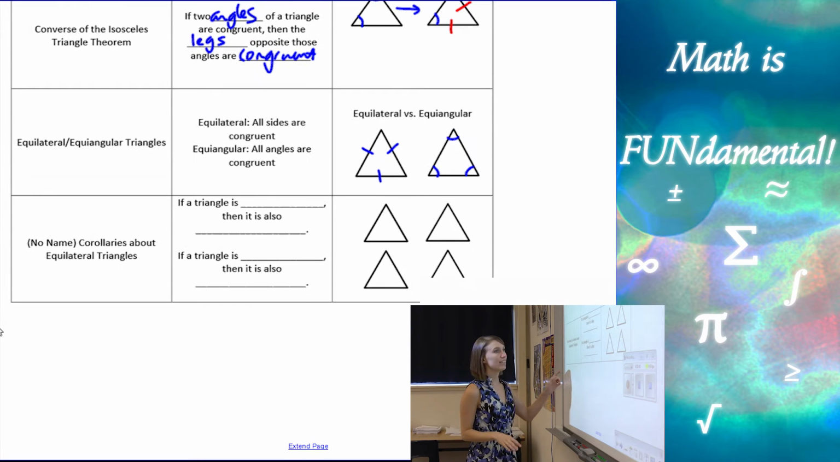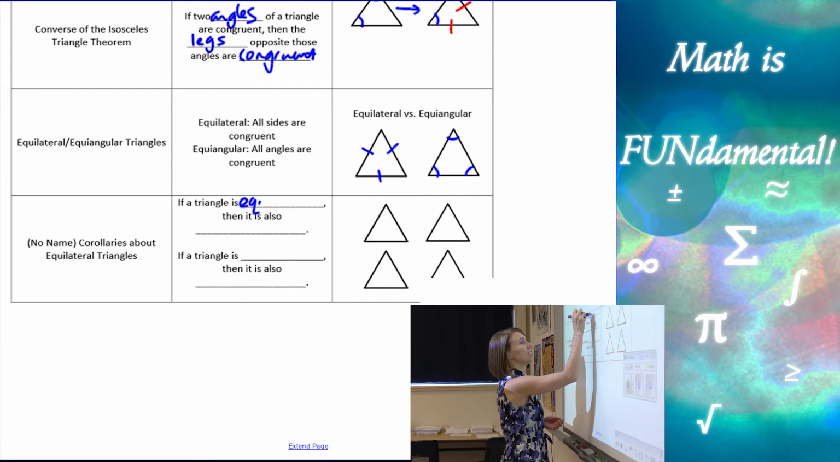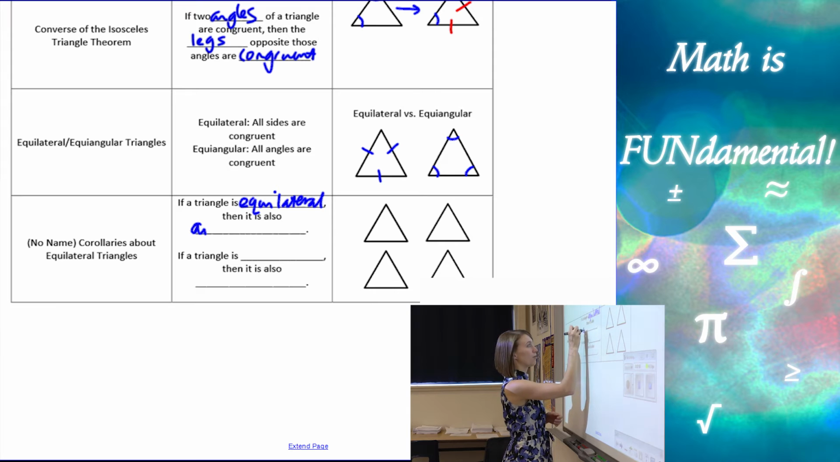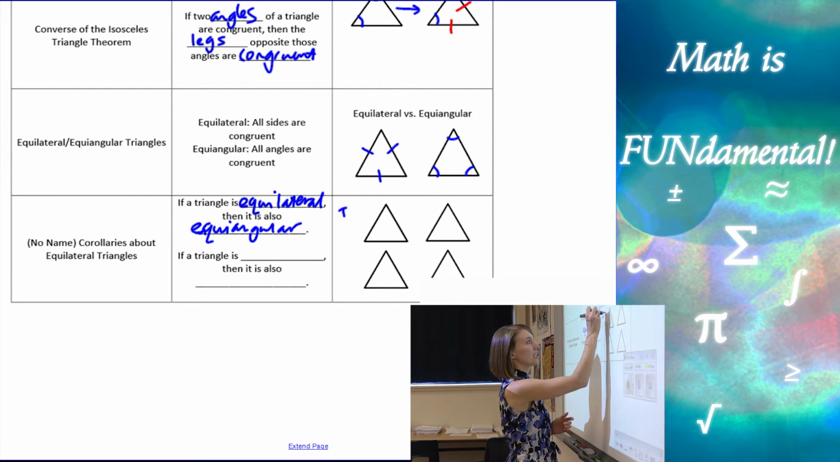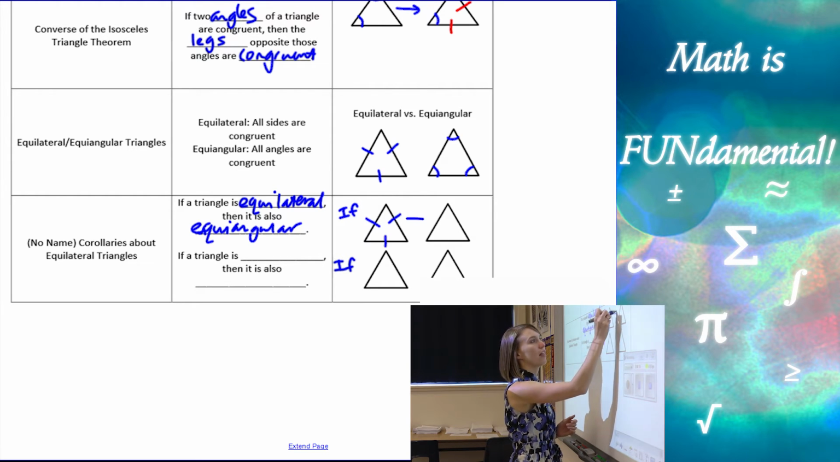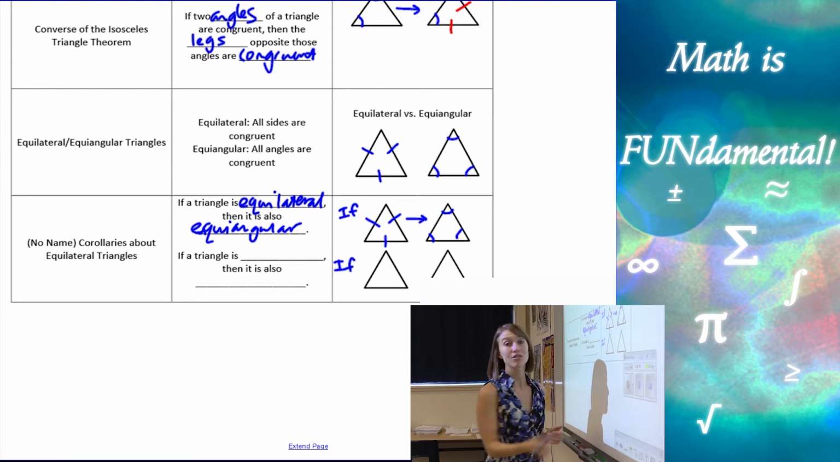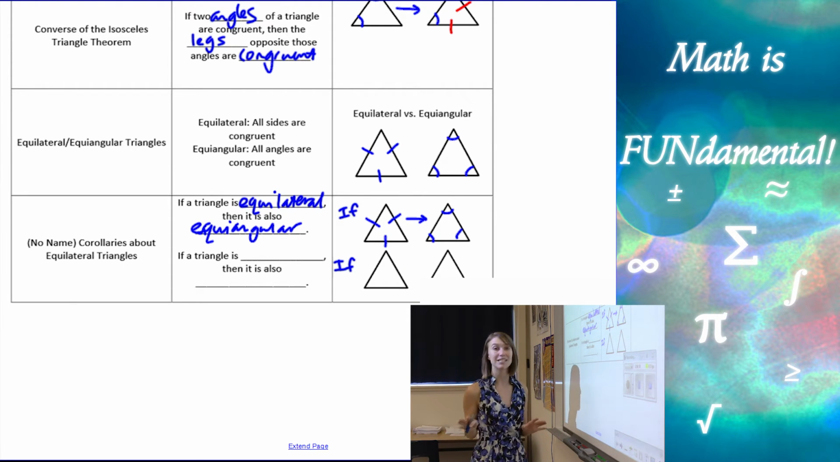All right, and then here we have a corollary, which is kind of like a rule. It's another rule. This one doesn't have a name, unfortunately. But what it says is that if a triangle is equilateral, then it also has to be equiangular. My E got a little messed up there. Let me fix it. Equiangular. So this is going to be my if side. If we have an equilateral triangle, then I know all the angles also have to be congruent. Always, always. It always happens that way.